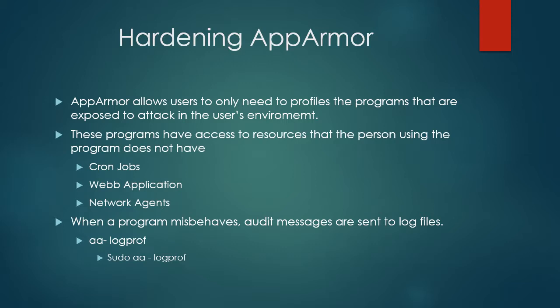These programs have access to resources that the person using the program does not. So they grant the privilege to the user when it's used. And these are cron jobs, web applications, and network agents. A web application is a program that can be invoked through a web browser, and network agents are programs, servers or clients, that have open network ports.